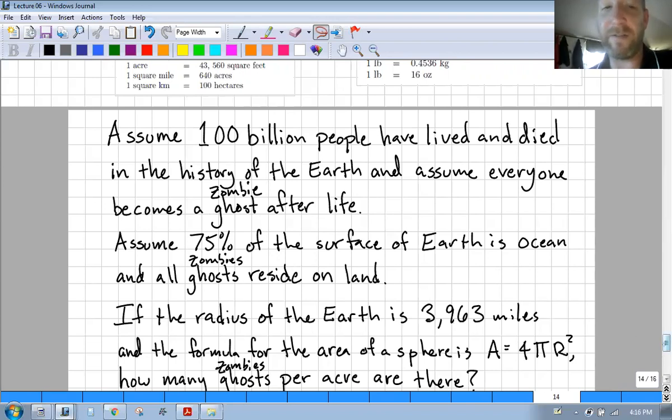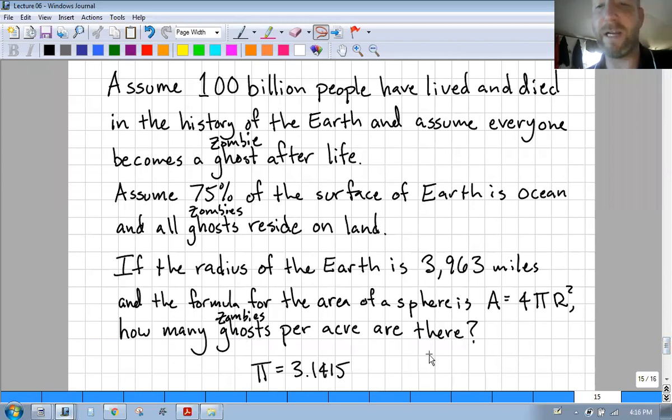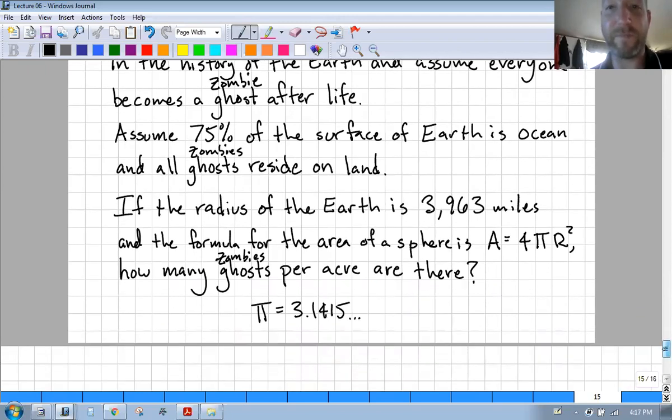So our goal here is to find out how many ghosts per acre there are. Here's the radius in miles. Here's the formula for the area of a sphere. Our number pi here, 3.1415 approximately. So can we figure this out?